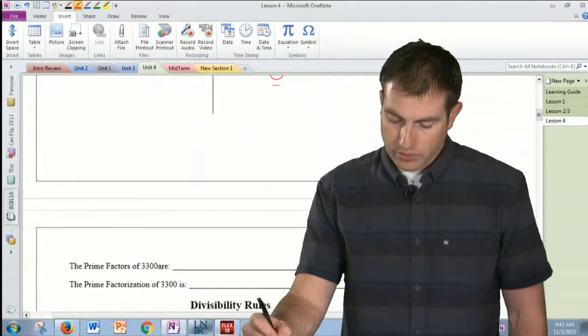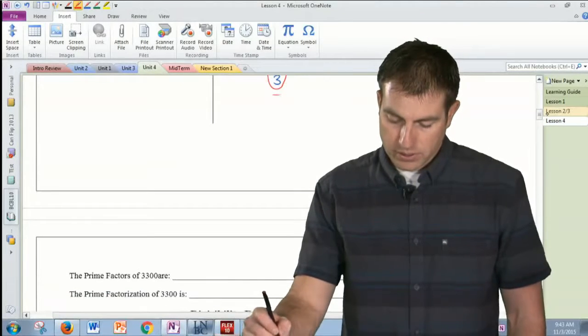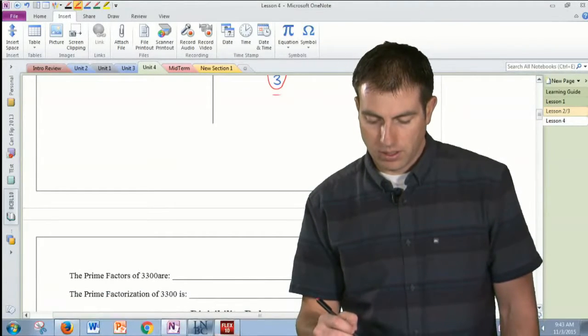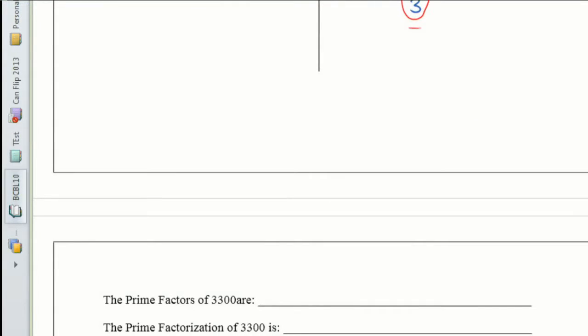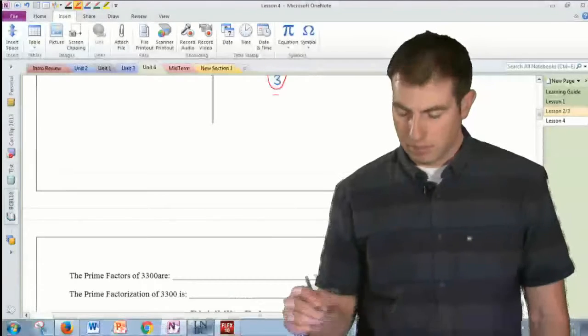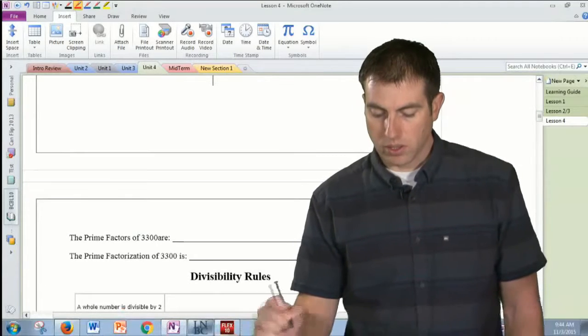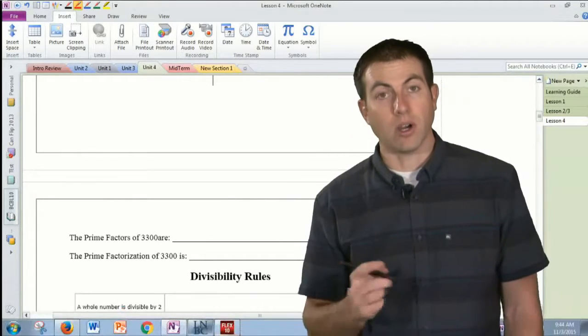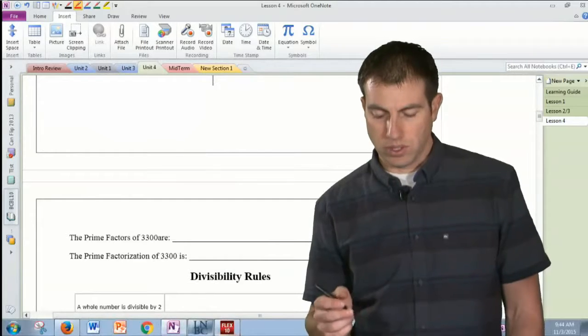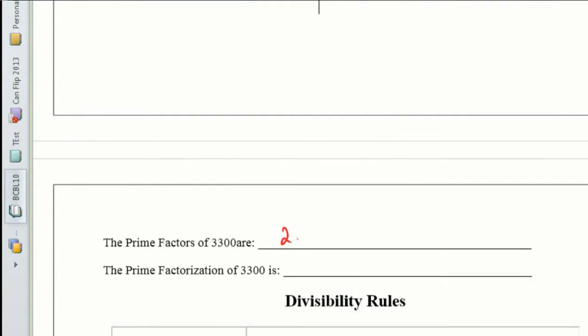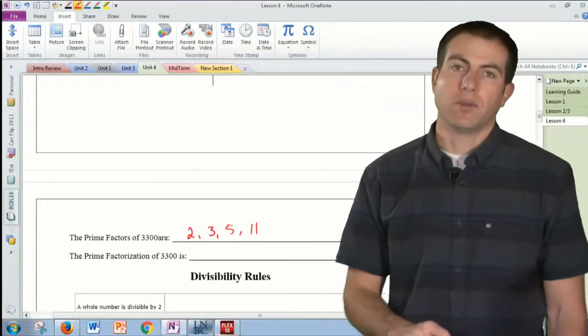So we need to write this down. The prime factors of 3,300 using our factor tree. Sorry, I'm going to take a step back here. I want to make sure we get this right. The prime factors of 3,300 are. So what were the numbers that went into 3,300? Well, we had a 2. That was one of them. We had a 3. We had a 5. And we had an 11. So those were all the prime factors of 3,300.